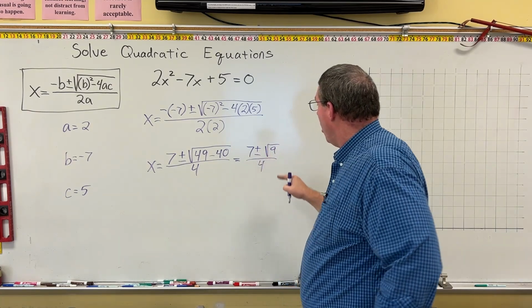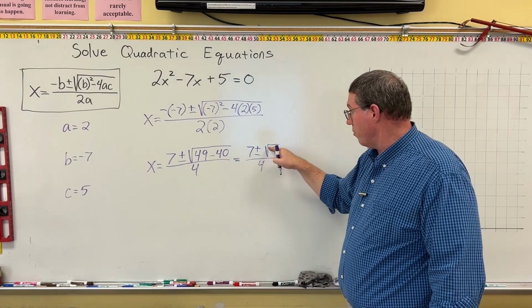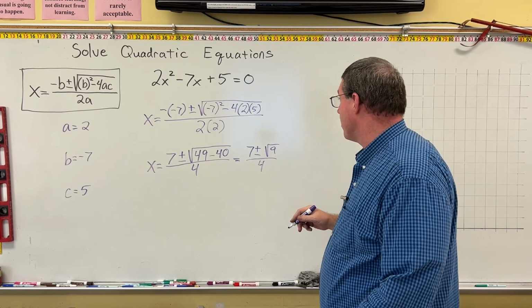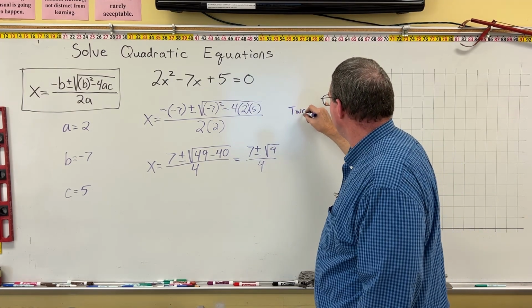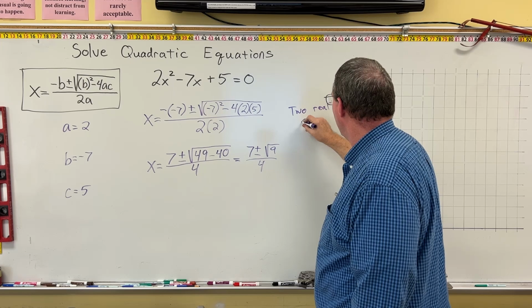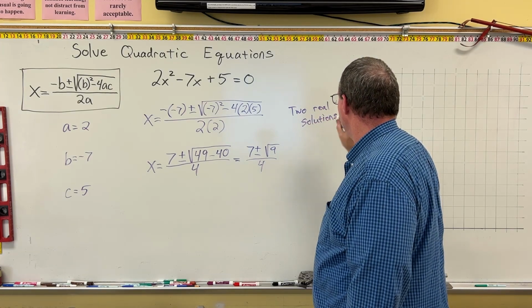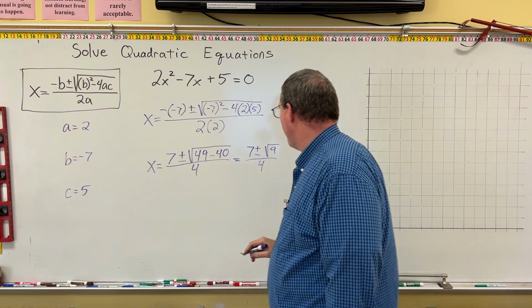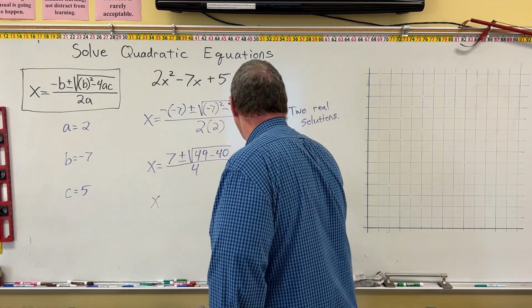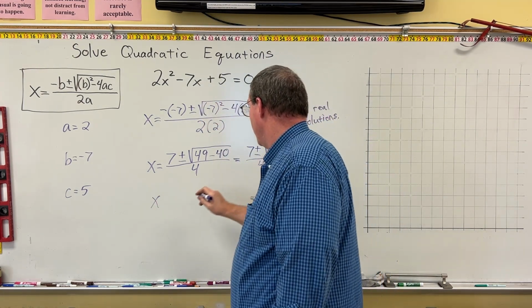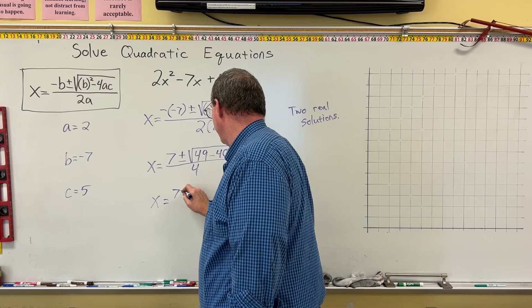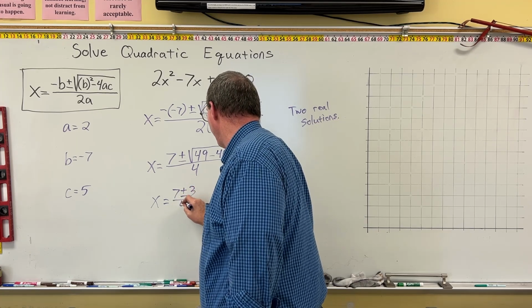And look here, our discriminant, the number under the radical, is 9. It's a positive number. And therefore, there are 2 real solutions because the discriminant is positive. And so now let's find out what they are. Well, we know that the square root of 9 is 3. So x is going to be equal to 7 plus or minus 3 over 4.